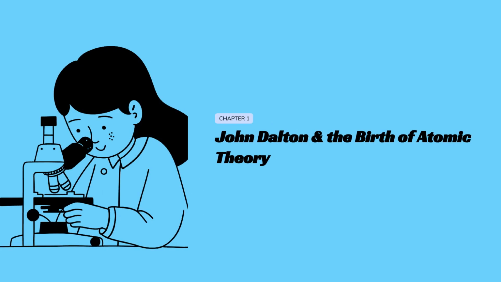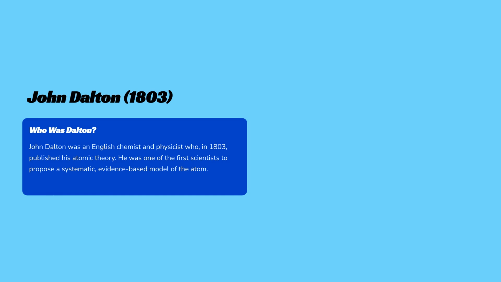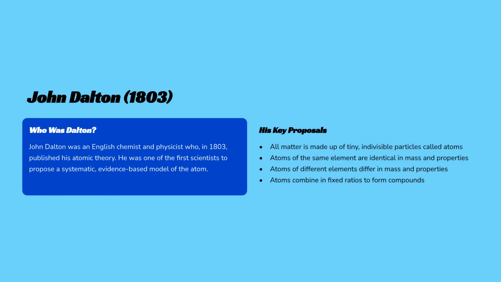We begin with Chapter 1, John Dalton and the birth of atomic theory. In 1803, John Dalton proposed that all matter is composed of tiny, indivisible particles called atoms. He suggested that atoms of the same element are identical, while those of different elements have unique properties and combine in fixed ratios to form compounds.